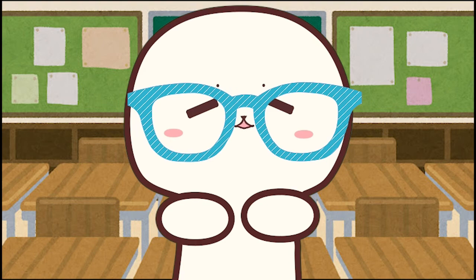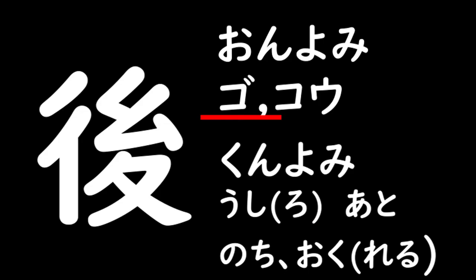How to read this kanji? Onyomi is ご, こう. Kunyomi is 後ろ, あと, 後, 遅れる.